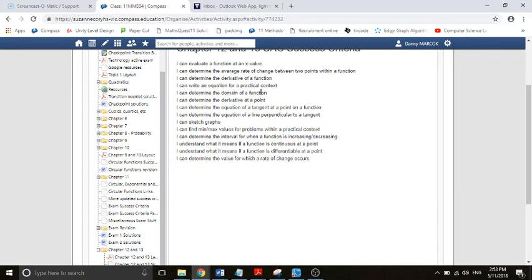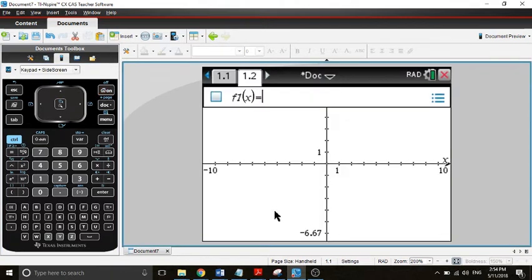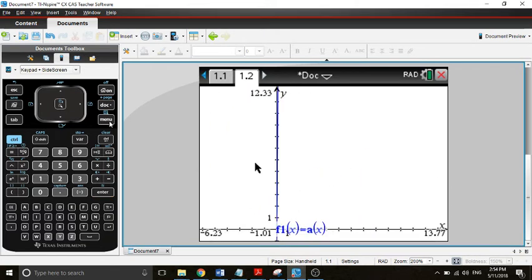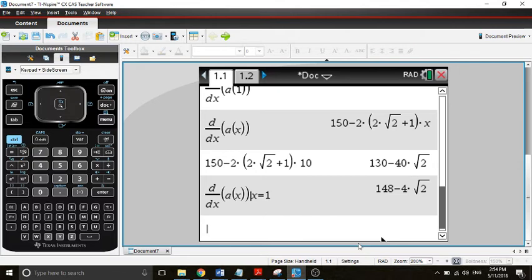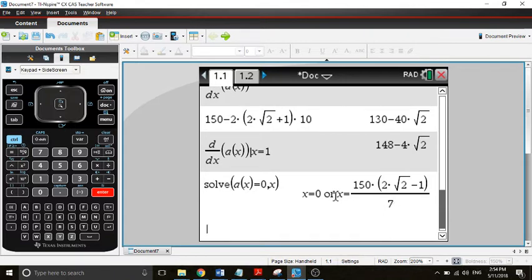Now the next thing we're going to do is determine the domain of a function. For this, we basically want real values of x. Let's see if we can sketch that. A of x, and there we go. It's a straight line going up and then coming back down. That's a bit chaotic, so a bit hard to do there. So I'm going to solve this equal to 0, because I know we can't have any area that's less than 0. This tells me our domain goes from 0 to 150 over 7 times that number. So that is how we go about finding the domain.